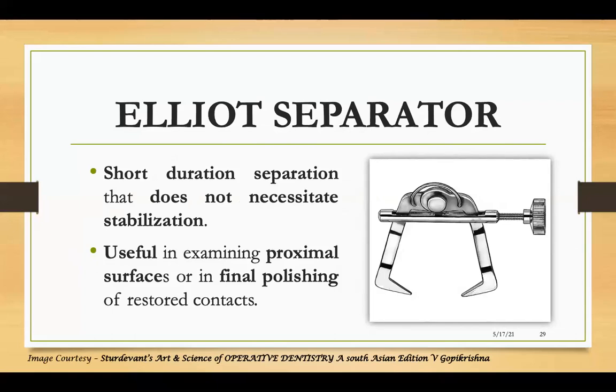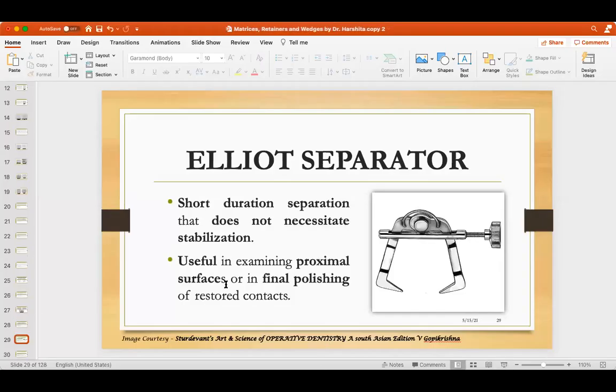So you can relate to your second year studies also. Elliott separator is a short duration separation that does not necessitate stabilization, is useful in examining proximal surfaces or in final polishing of restored contacts. Now, why I'm asking you to just quickly draw the diagram or just know the name.